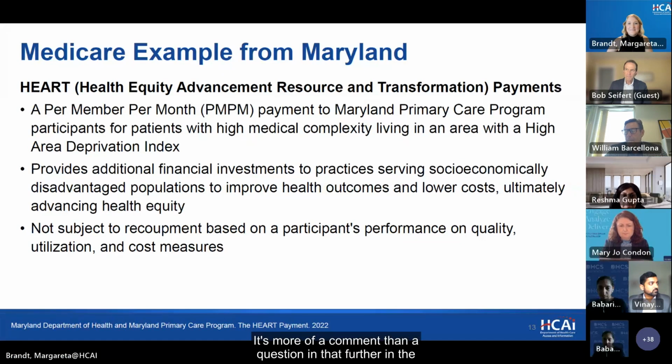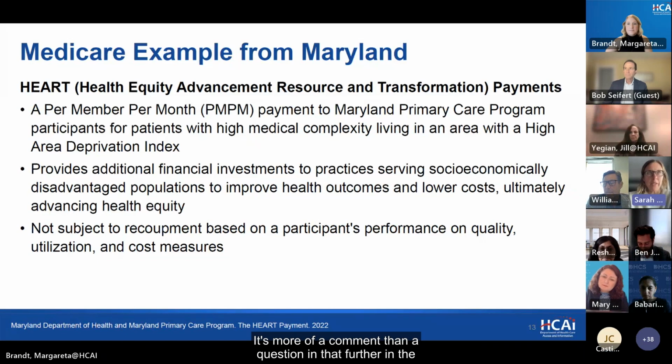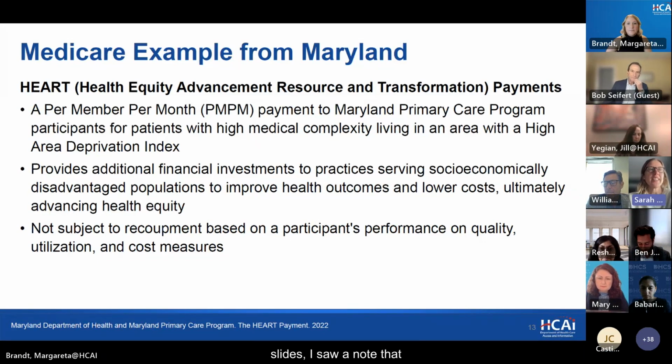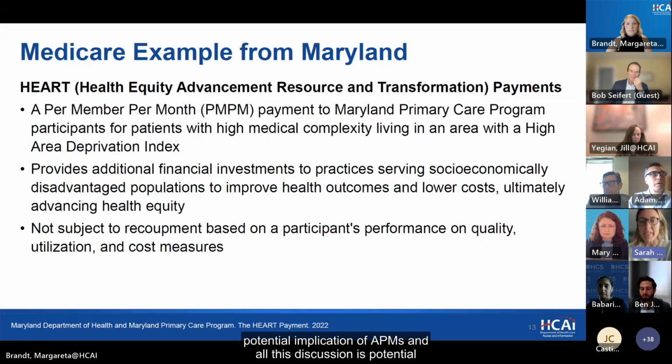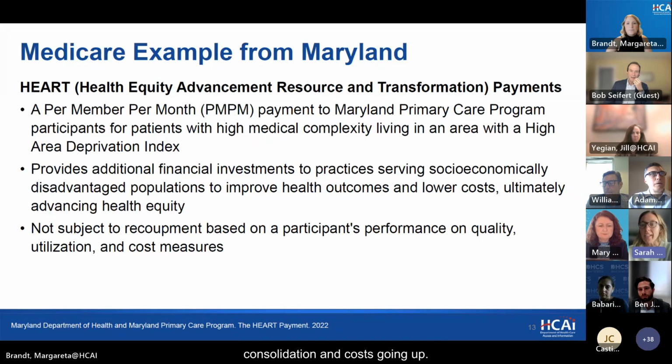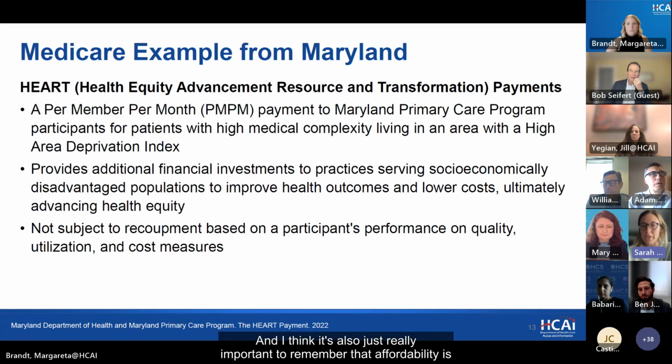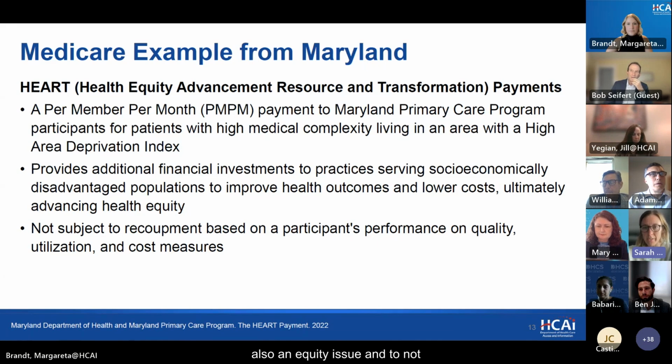Yeah, it's more of a comment than a question. Further in the slides, I saw a note that a potential implication of APMs and all this discussion is potential consolidation and costs going up. And I think it's also just really important to remember that affordability is also an equity issue, and to not brush over that. That's a great point.